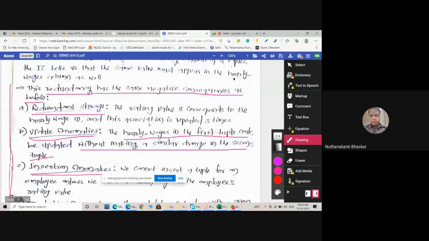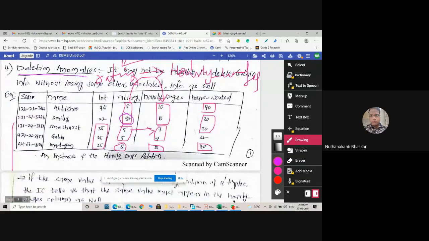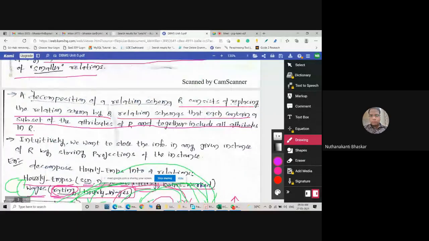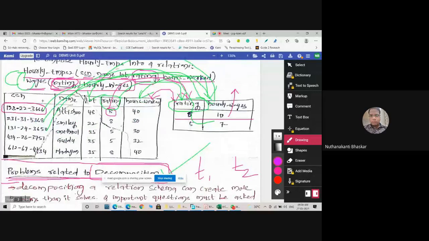How many types of ratings are there here? How many categories of rating? Two types, 8 and 5. Yes or no? The hourly wage for 8 is 10, and for 5 is 7. Instead of 5 records, we have written only 2 records: for 8, 10, and for 5, 7. The remaining attributes you can take into another table, that is the hourly employee table.